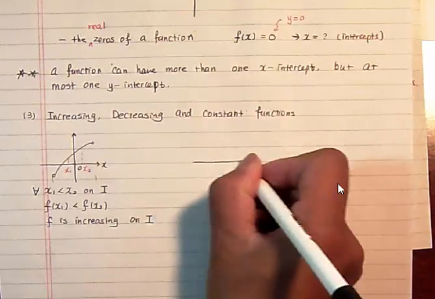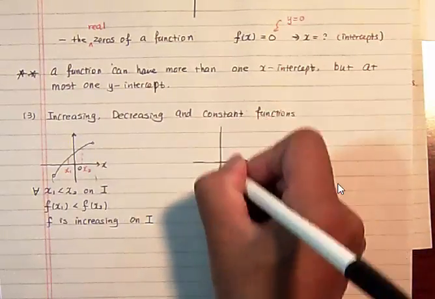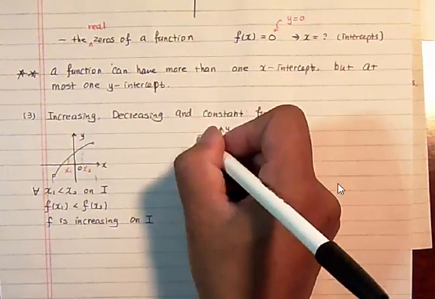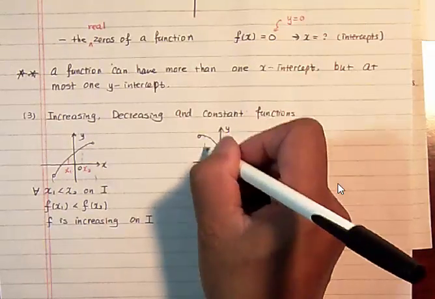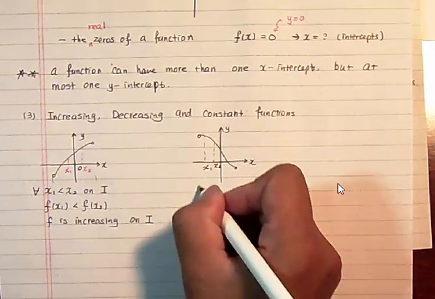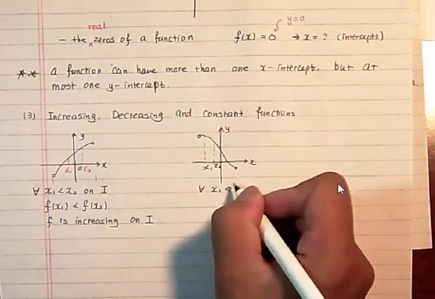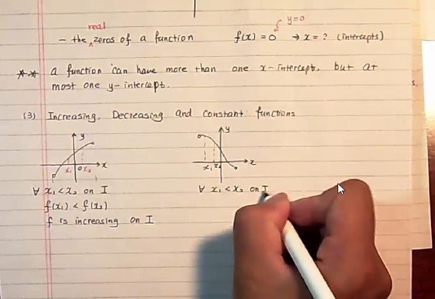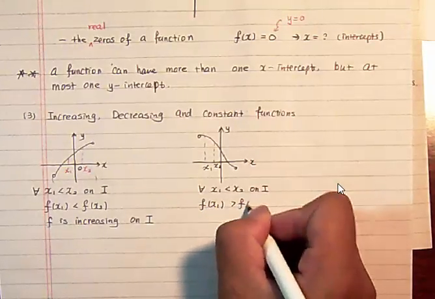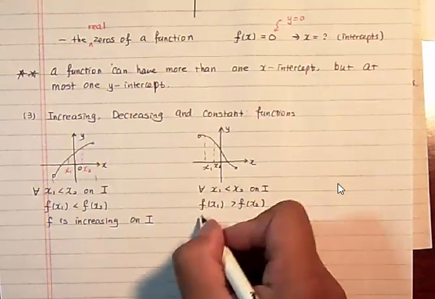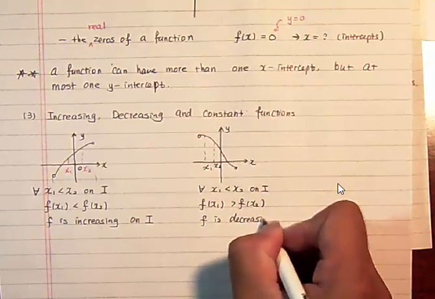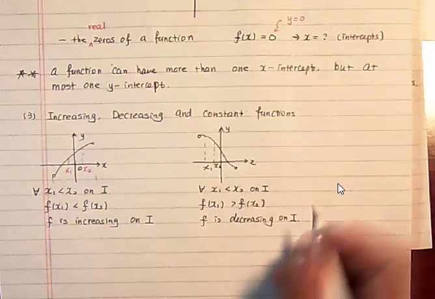Decreasing, getting smaller and smaller, right? If I have a function, maybe it looks like this. So this is interval I. If I say this is x1 and maybe this is x2, still the same condition, x1 is less than x2 on this open interval, but this time f of x1, the smaller input, has a bigger output, greater than f of x2. Then we say that the function is decreasing on the interval.